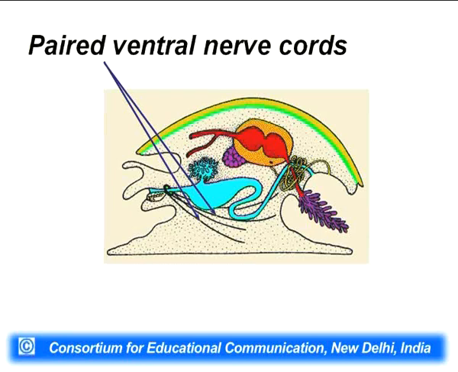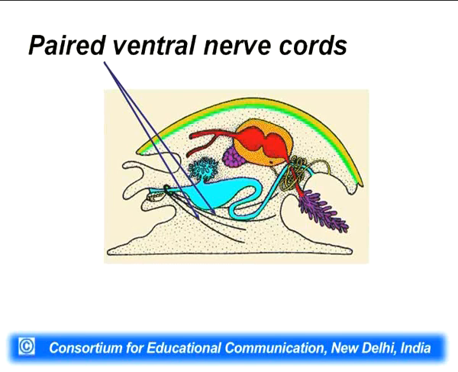So these different pairs of ganglia are connected by means of paired connectives, and from these ganglia the nerves are given off, which are going to supply the structures present in the nearby areas.